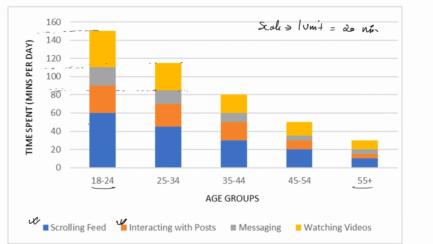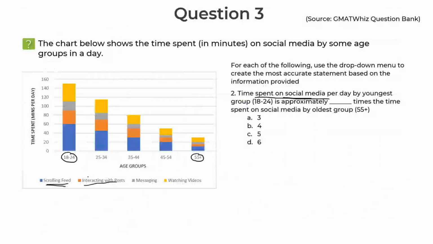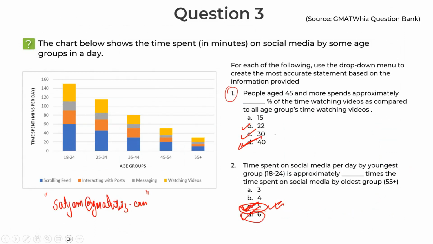So for the first one, it is about 60 minutes, and then interacting with posts. Again, this looks slightly ambiguous, because social media should ideally include scrolling feed and interacting with posts as well. But then again, this looks a little ambiguous as far as this goes. The question should not come like this. They will specify what they are talking about. They would not just say social media.